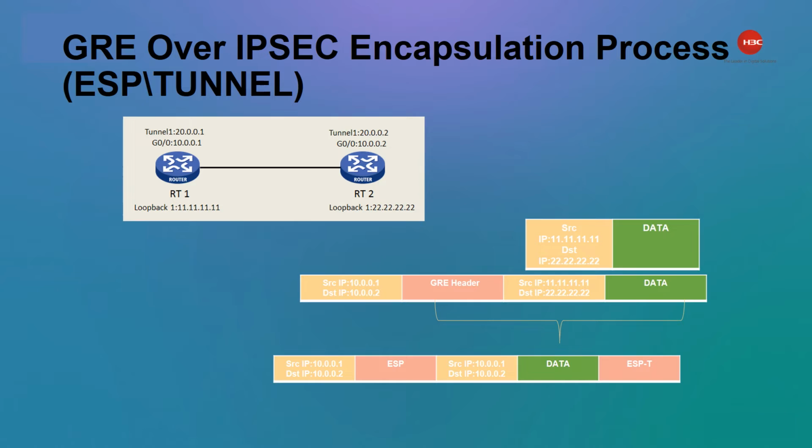First, the data packet needs to enter the GRE tunnel, get the GRE header, and be encapsulated with the source IP and the destination IP of the GRE tunnel at the outer layer, and then continue to look up the routing table through the encapsulated destination IP. After the outbound interface is matched, the IPSEC tunnel is established, IPSEC encapsulation is performed, and authentication protection is added to the data message.